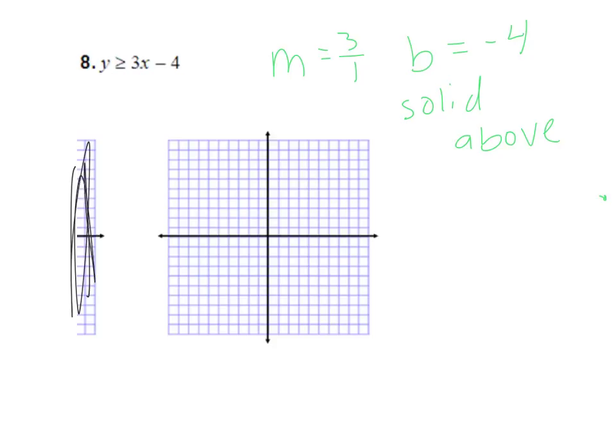So another linear equation, my m is 3/1, my b is -4. It's going to be solid because there's a line here, and it's going to be shading above. So my -4, 1, 2, 3, 4. Positive 3/1, rise over run, solid line, and above that, shading over here.